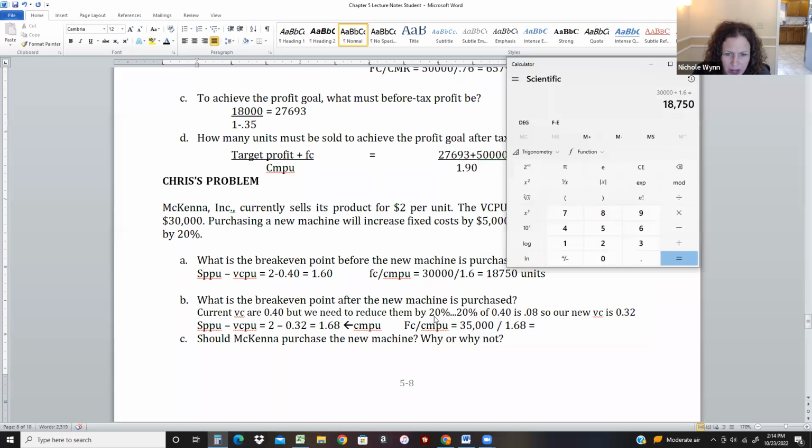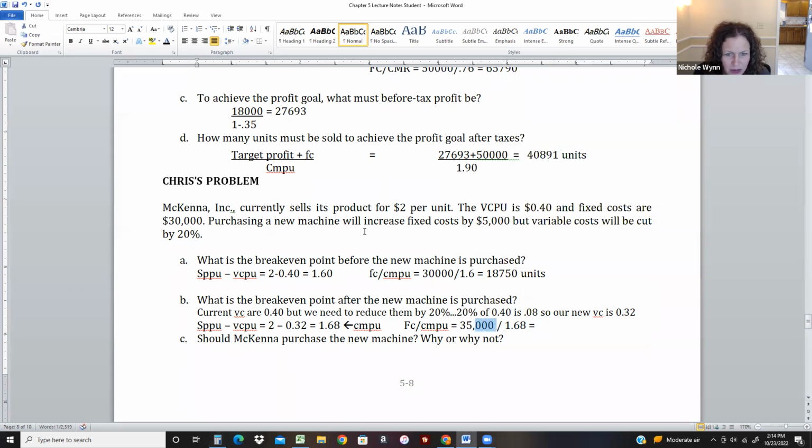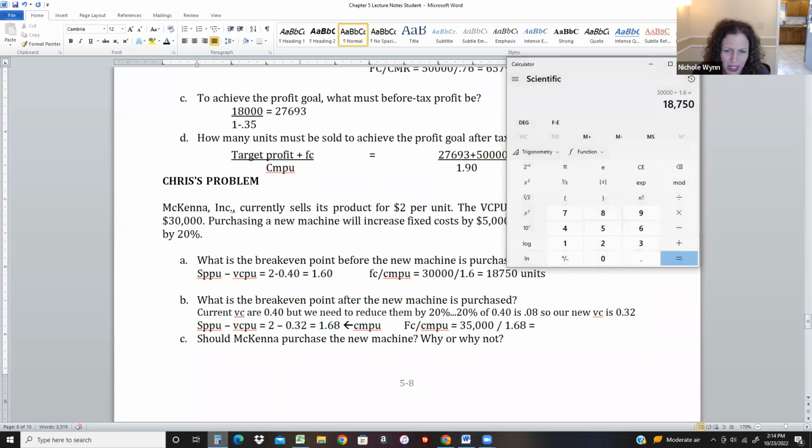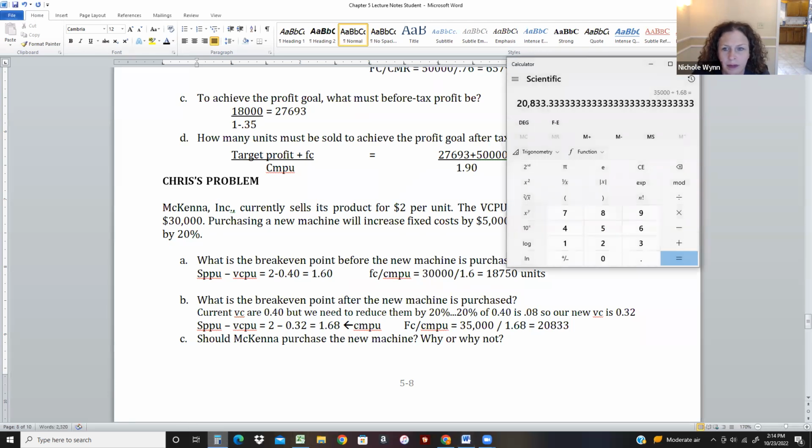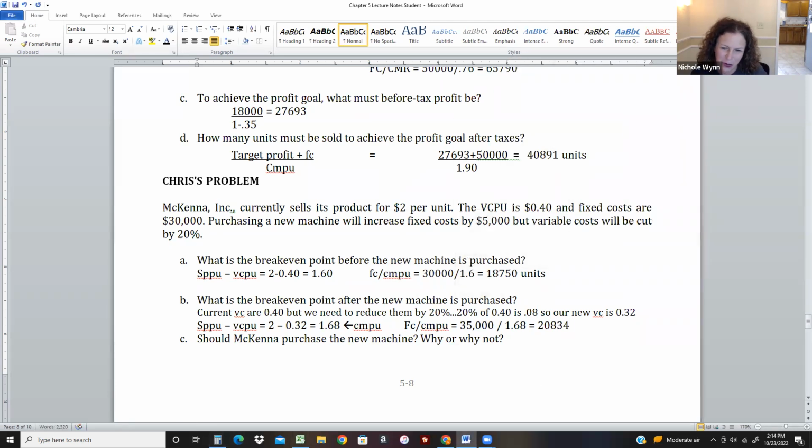So what I did was increase my fixed cost by 5,000. Purchasing a new machine will increase the fixed cost by 5,000, but it decreased my variable costs. So when my variable cost went down, my CMPU went up. And so now my new break-even point is 35,000 divided by $1.68, which is 20,833 point something, so 20,834.